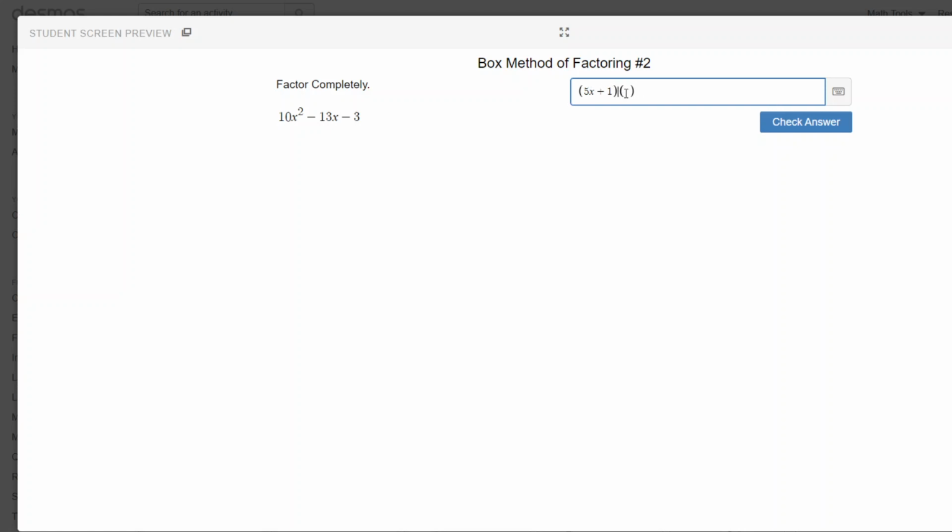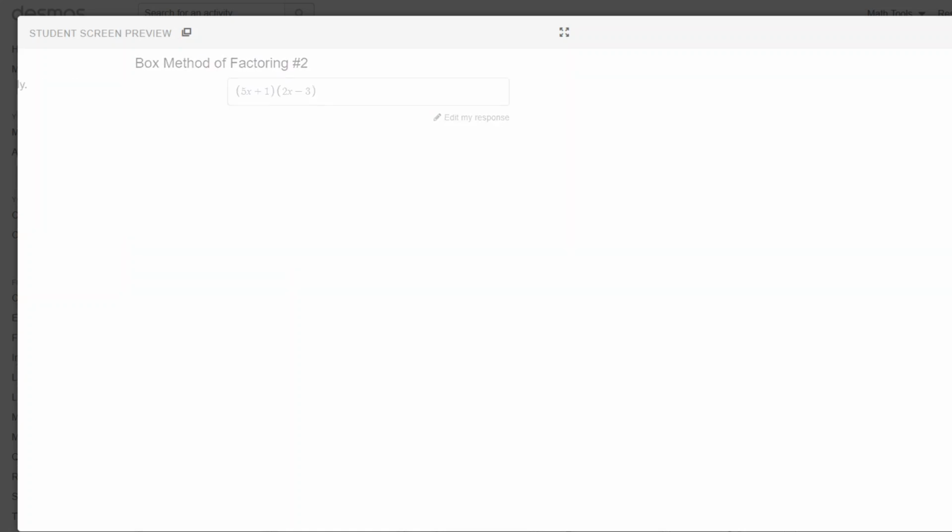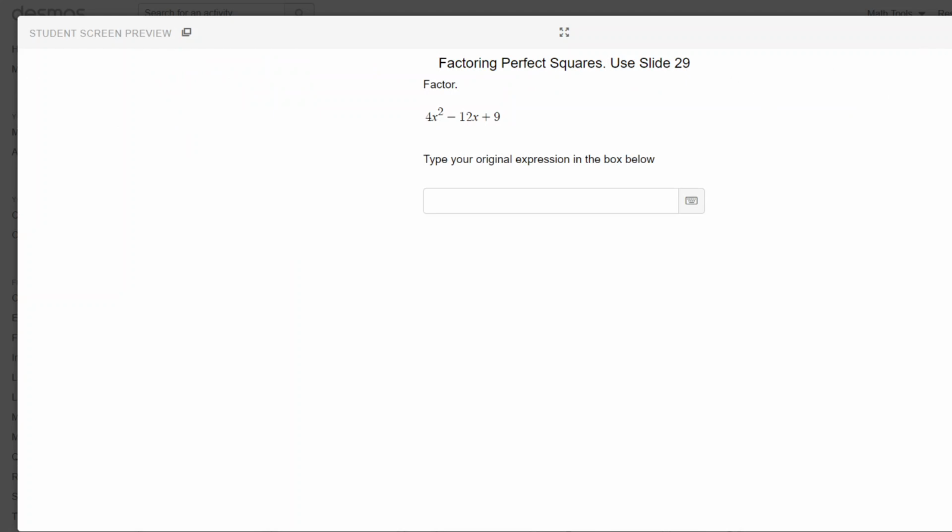Whoops. Let's put it inside those parentheses though. And I guess this one's not going to tell me if it's correct. Let me just quickly check to make sure. That is good. That one is good. I'm not quite sure why it doesn't share the answer for this one. Use slide 29 to answer this one. Okay.